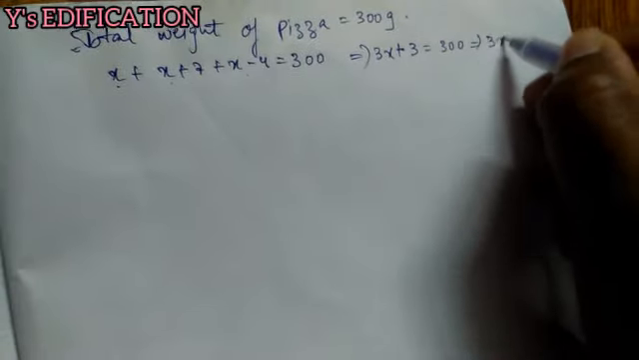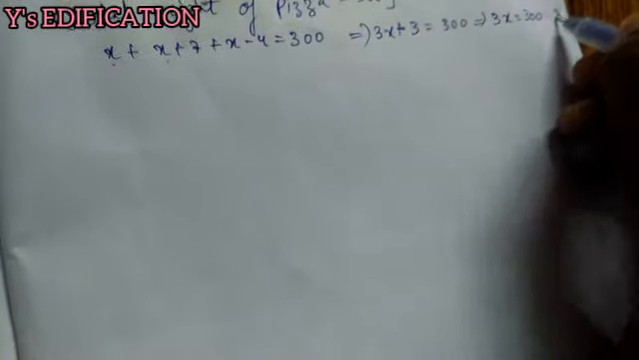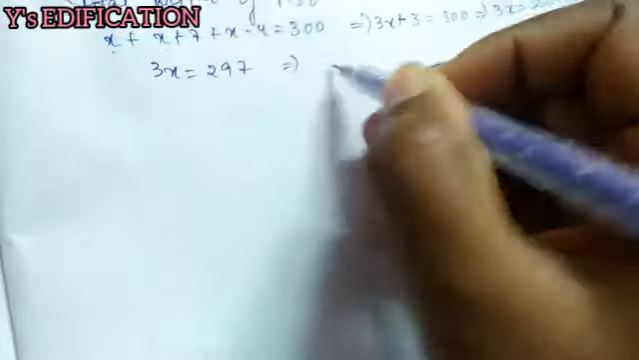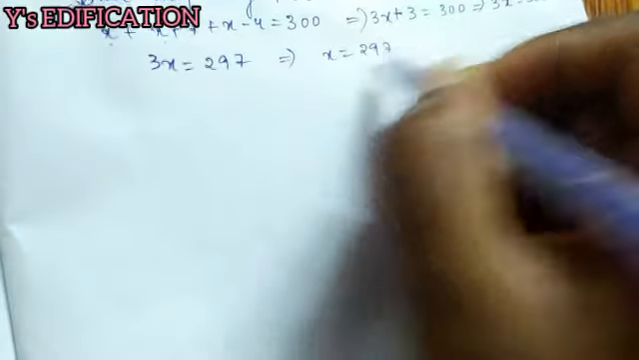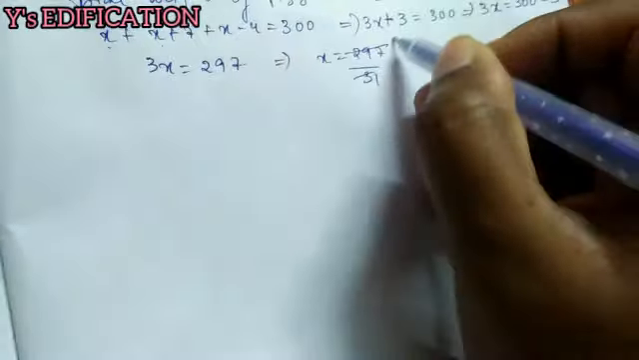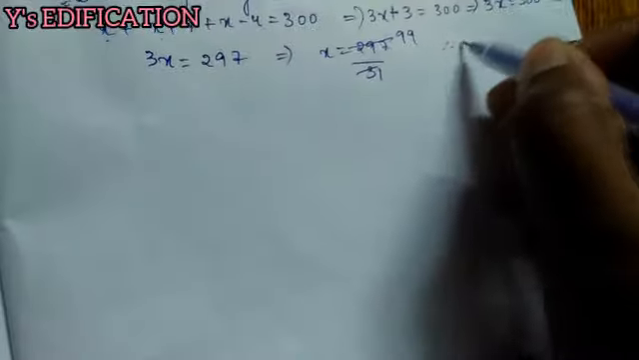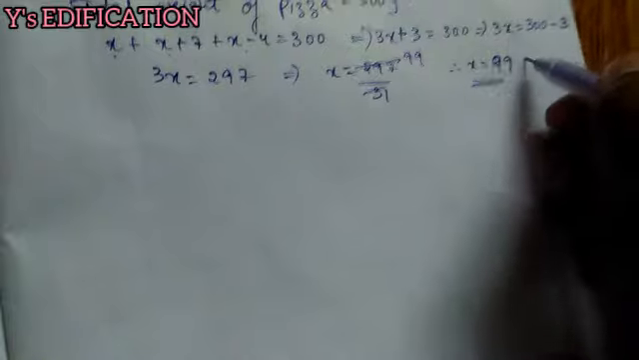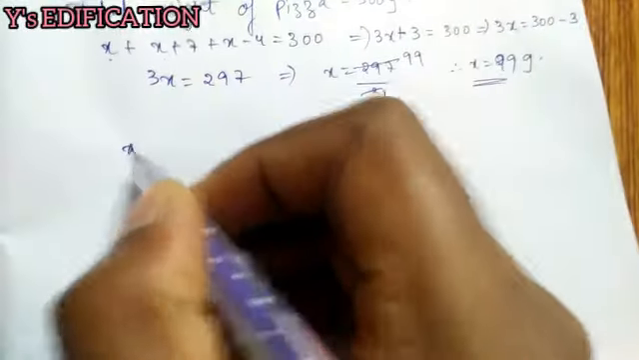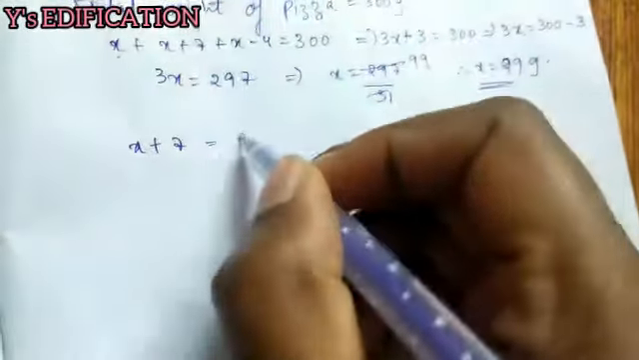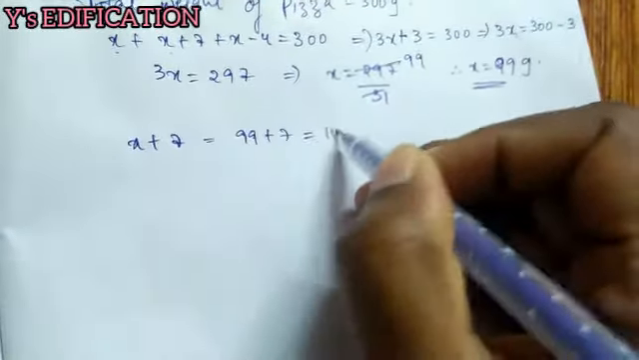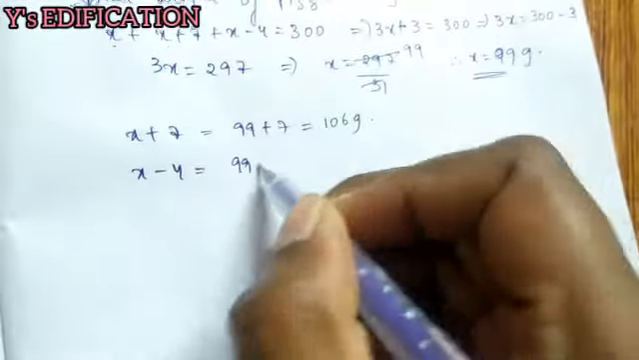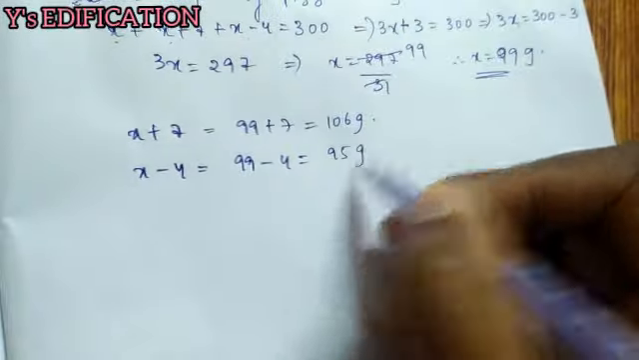Send this 3 to the RHS side. 300 minus 3. So 3x is equal to 300 minus 3, which is 297. So what is the x value? 297 by 3. 3 ones are 3, 3 nines are 27. The x value is 99. So first piece weighs 99 grams. What is the second piece? x plus 7, so 99 plus 7 is 106 grams. What is the third piece? x minus 4, 99 minus 4 is 95 grams.